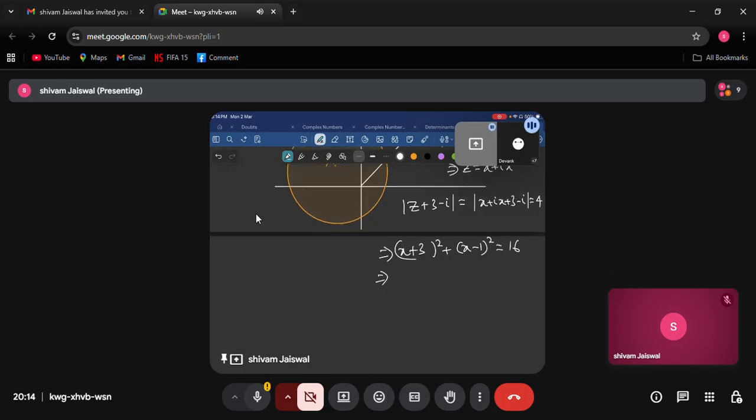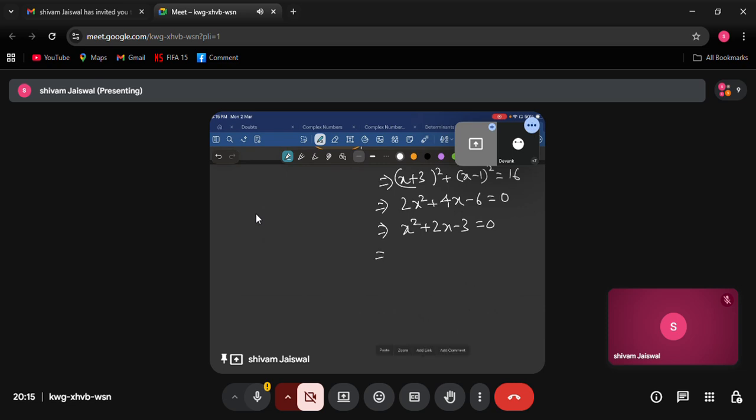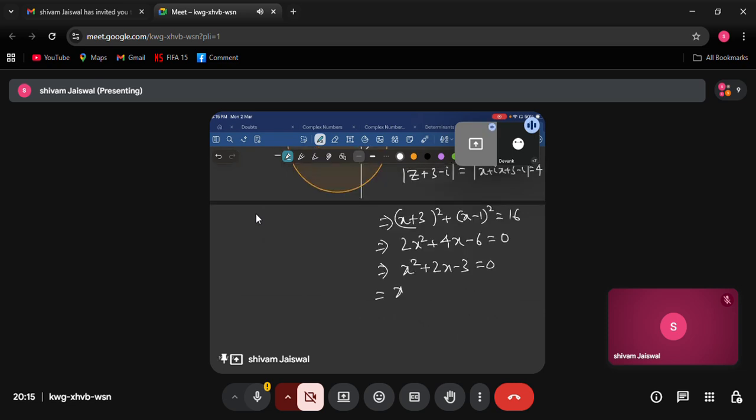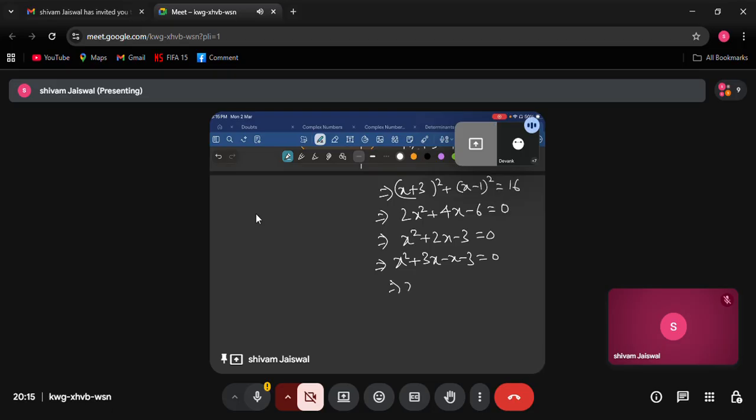So from here, what are we getting? 2x square plus 6x minus 2x, 4x plus 9 plus 1, 10 minus 16, minus 6 is equal to 0. Dividing by 2, we are getting x square plus 2x minus 3 equal to 0. So from here, we'll get the value of x. Are you people getting? Tell me. This implies x square plus 3x minus x minus 3 equal to 0. This implies x equal to minus 3 comma 1.